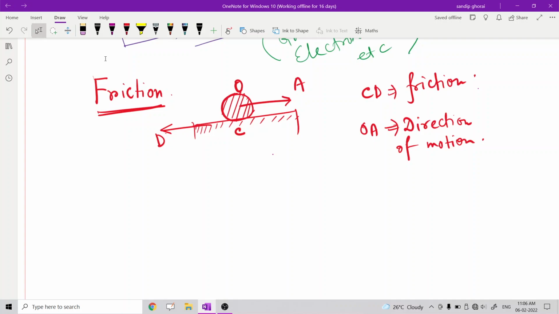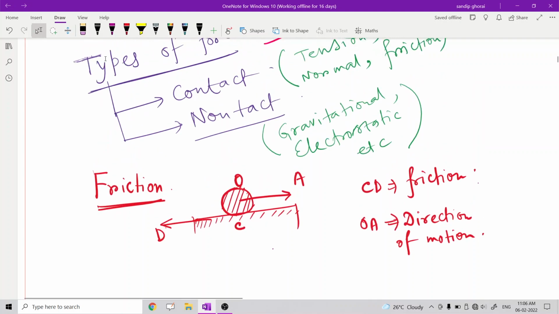And if you think about non-contact forces, here I can take gravitational, electrostatic, and also magnetic. So these are the non-contact forces.